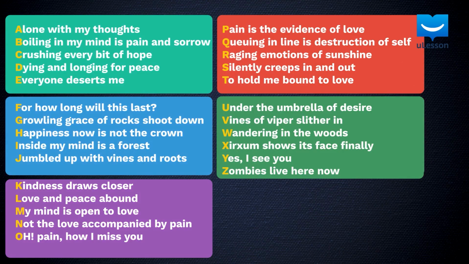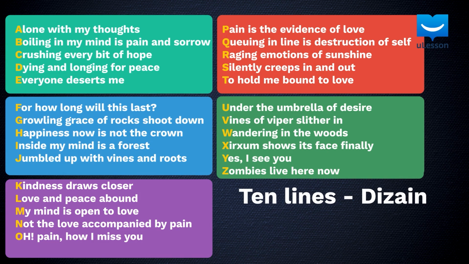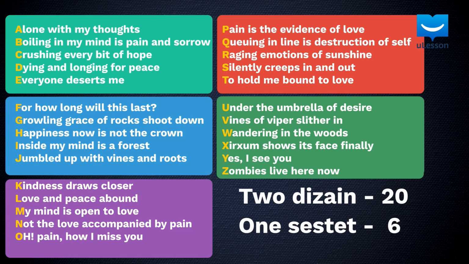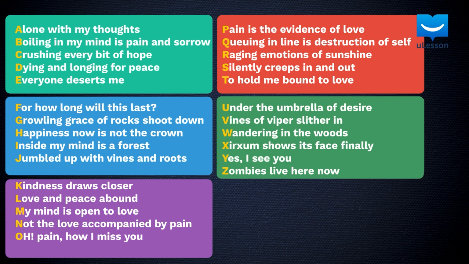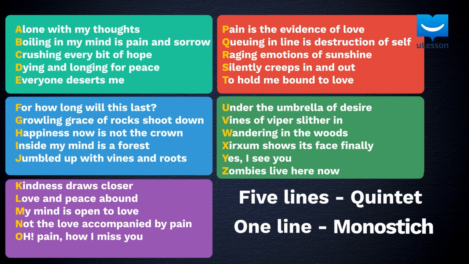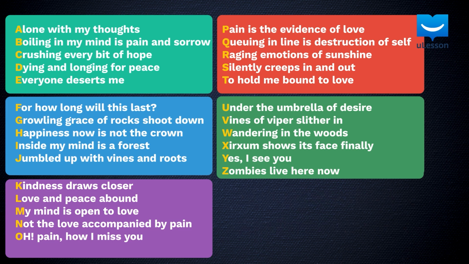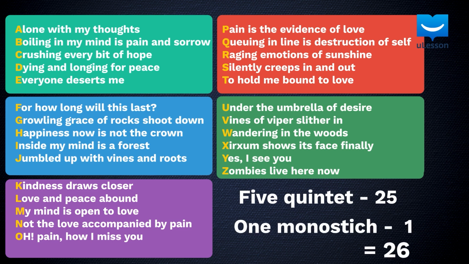We learned that a poem of 10 lines is called a dizaine, and a poem of 6 lines is called a sestet. So we can say that our 26-line poem is made up of 2 dizaine, which is 20, and 1 sestet, which is 6. That gives us a total of 26. And since a 5-line poem is called a quintet and a 1-line poem is a monostich, we can also say that our poem is made up of 5 quintets and 1 monostich.